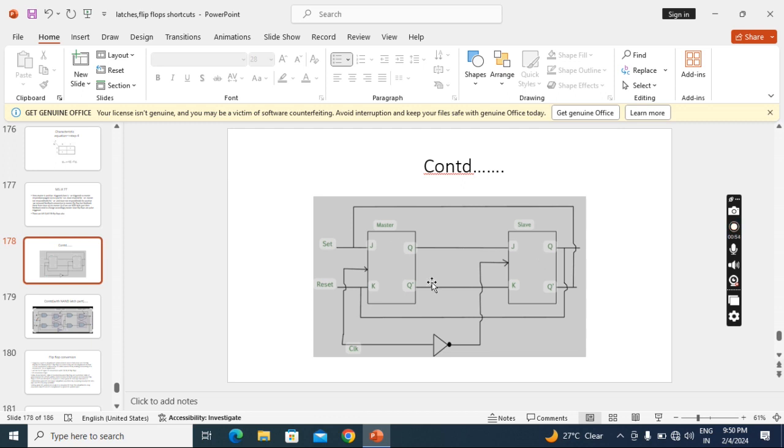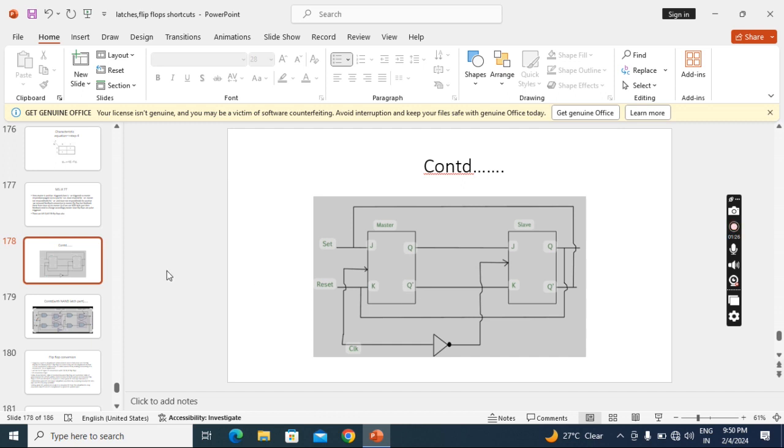And this master is a positive triggered flip-flop. This slave is a negative triggered flip-flop. Because, see here, we are giving the clock directly to the master, so we give a positive clock, but the same clock we give to the slave flip-flop through the inverter, so it becomes a negative triggered flip-flop.